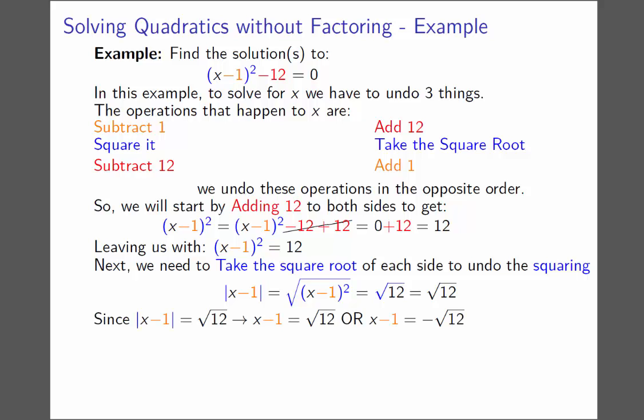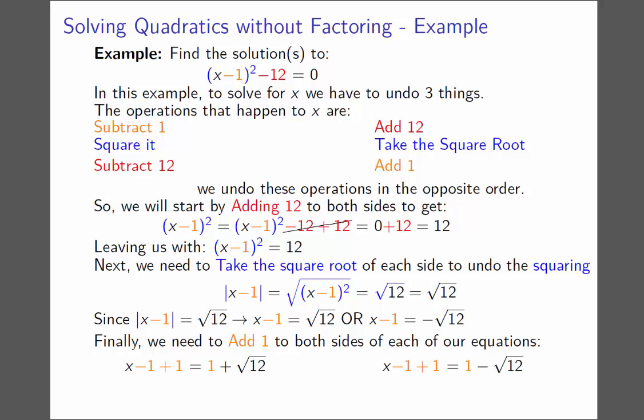And since the absolute value of x minus 1 equals the square root of 12, that means that x minus 1 either equals the square root of 12 or x minus 1 equals the negative of the square root of 12. Now, even though things have gotten messy, what we need to do to solve for x is to undo subtracting 1. So finally, we need to add 1 to both sides of each equation to get x minus 1 plus 1 equals 1 plus the square root of 12 in the first equation, or x minus 1 plus 1 equals 1 minus the square root of 12 in the second equation.